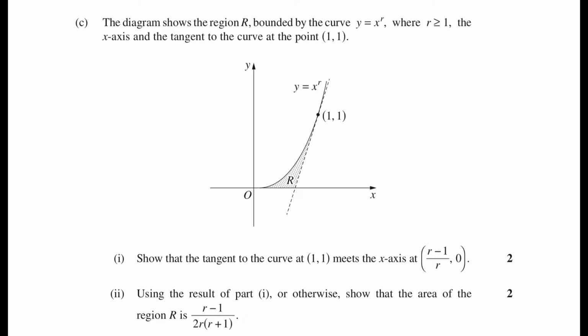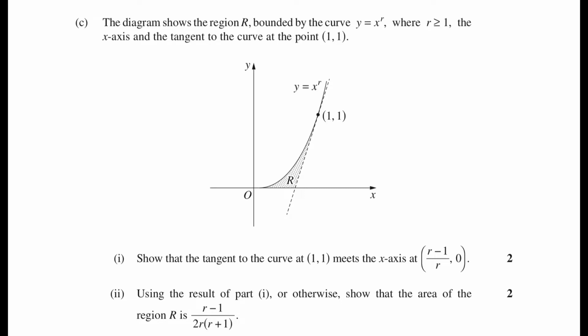So we're given this diagram, and it shows the region capital R bounded by the curve y equals x to the lowercase r, where lowercase r is some number greater than or equal to 1. So we've got a region bounded by that curve and the x-axis and the tangent to the curve at the point 1, 1. That's how we define our region capital R.